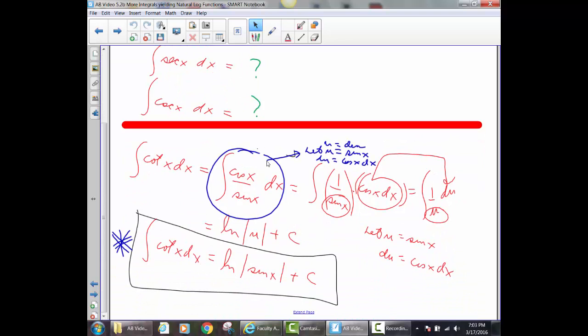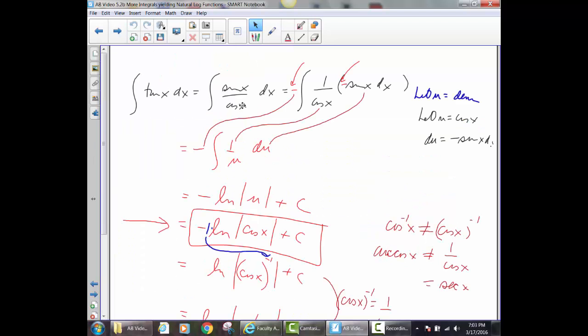Here's what happens. These will involve ln's. Cotan is cosine over sine. If I let u equal the denominator, which is sine x, then my du ends up being cosine x dx. So really, I can look at it as 1 over sine x times cosine x dx, which is 1 over u du. The integral of 1 over u du is the ln of the absolute value of u plus c. And u, of course, was sine x. So that's the formula for the integral of cotan x dx. It's the ln of the absolute value of sine x.